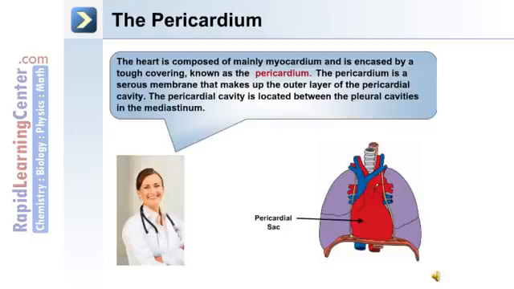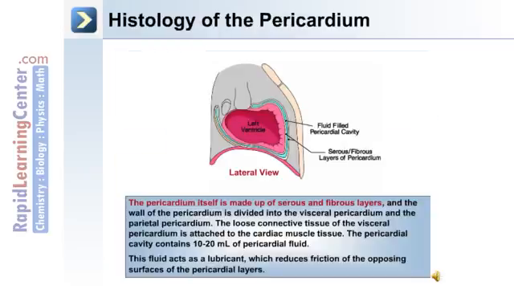The heart itself is composed mainly of myocardium, or muscle tissue, and this is encased by a tough covering known as the pericardium. The pericardium is a serous membrane that makes up the outer layer of the pericardial cavity. This cavity is located between the pleural cavities in the mediastinum. The pericardium itself is made up of serous and fibrous layers, and the wall of the pericardium is divided into the visceral pericardium and the parietal pericardium.